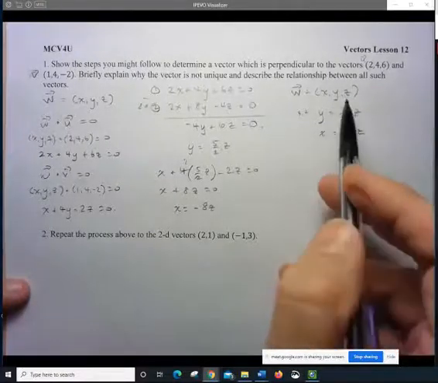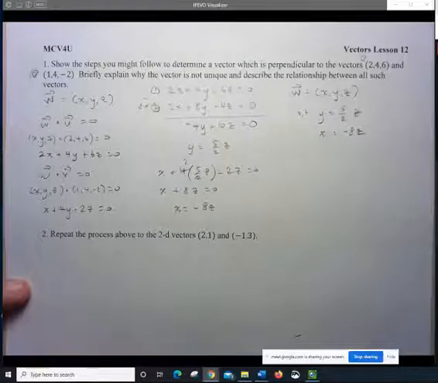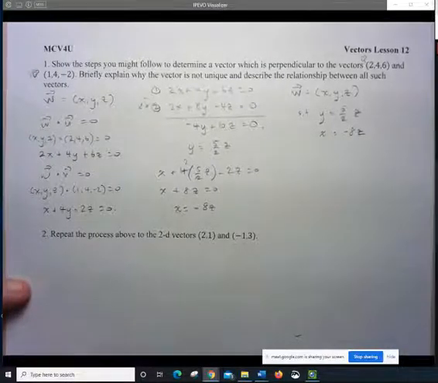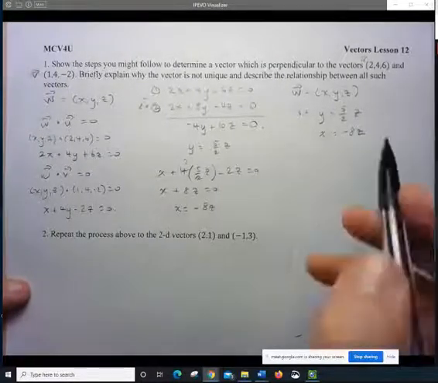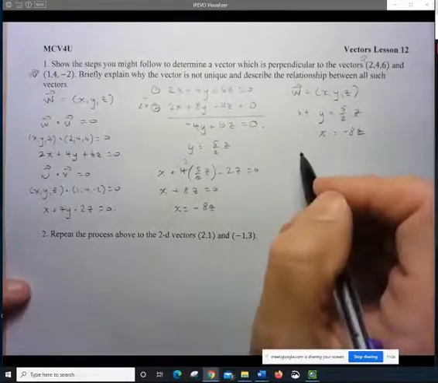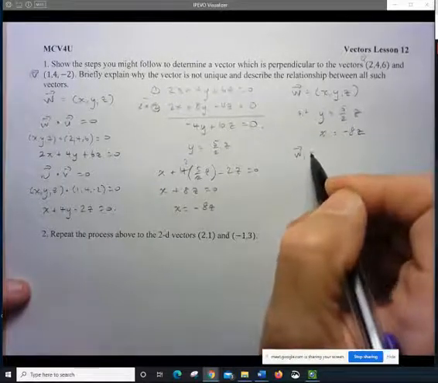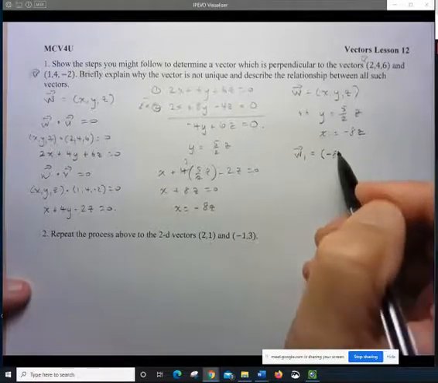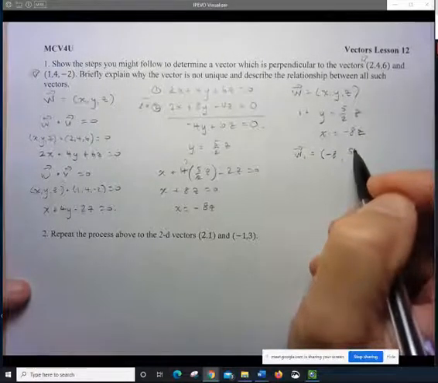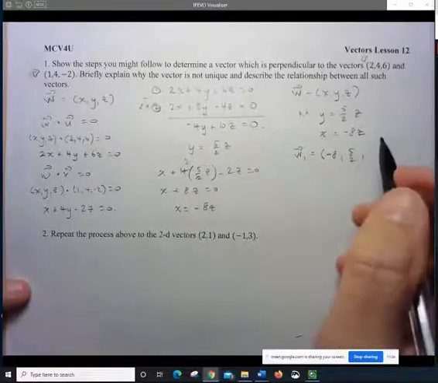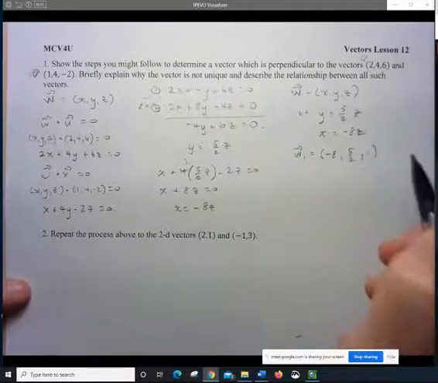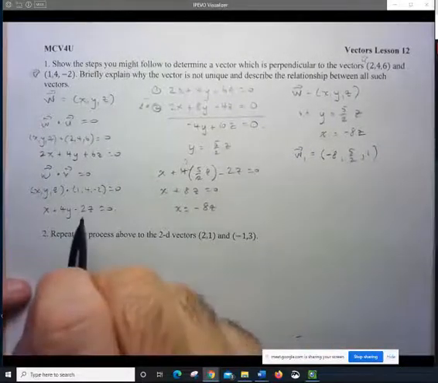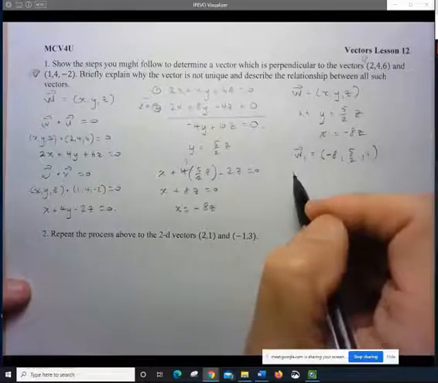How many such vectors are there? There's infinitely many. If I picked z equals 1, one of my vectors, call it w1, would be, well, z equals 1, so negative 8, y would be 5 over 2, and z would be, well, we picked it to be 1. There's one vector that's going to be perpendicular to both.